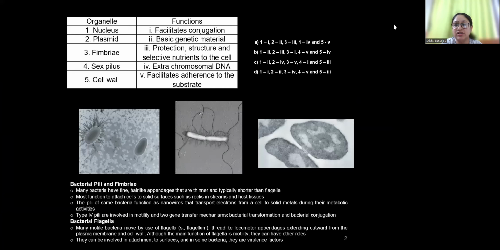So if we now try to match the following of this question: the nucleus is the genetic material, so it will be one of two. Plasmid is the extra chromosomal DNA, 2, 4. Then fimbriae facilitates adherence to the substrate, 3, 5. So till now, it will be option C. And cell wall protects, and 5 of 3. So it was a pretty straight question, but this is something which confuses us most of the time: what is the difference between pilus, fimbriae, and flagella. So I guess I'm able to clear this up.